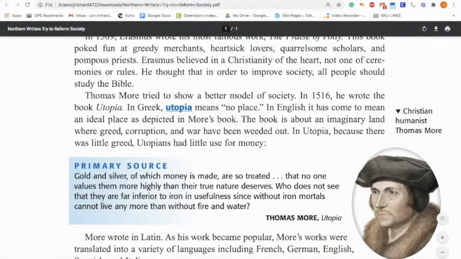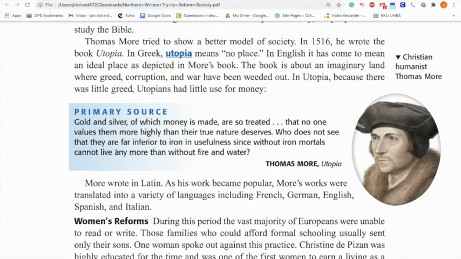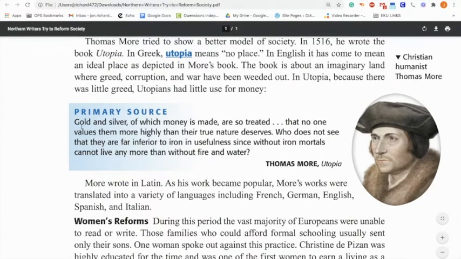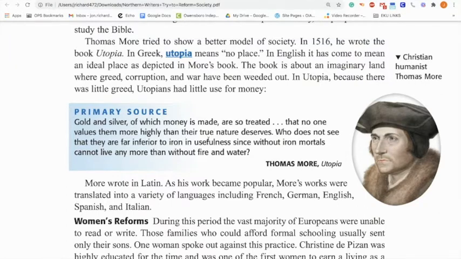So Thomas More here is making a challenge and trying to change society by saying that we need to be less greedy and focus more on education and kind of weeding out greed and corruption and war, trying to create this better society. The primary source, this is what Sir Thomas More wrote in Utopia. Gold and silver of which money is made are so treated that no one values them more highly than their true nature deserves. Who does not see that they are far inferior to iron in usefulness, since without iron, mortals cannot live any more than without fire and water.